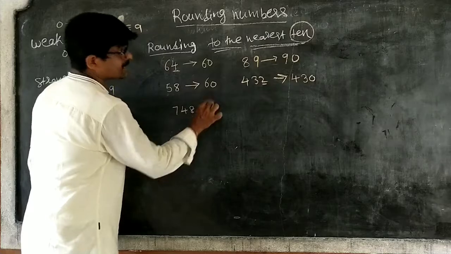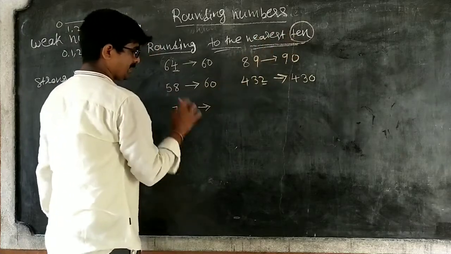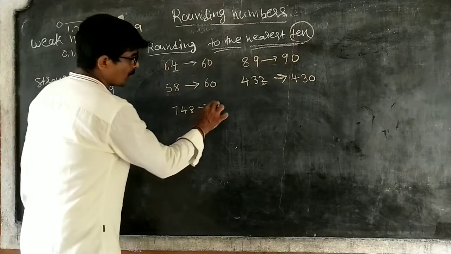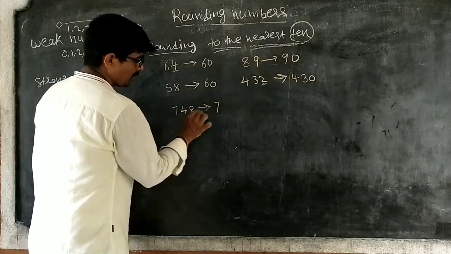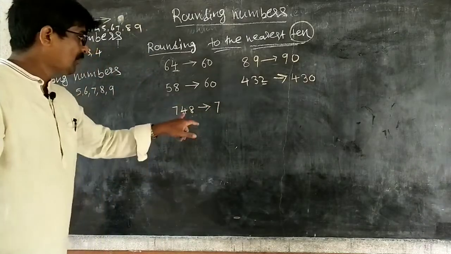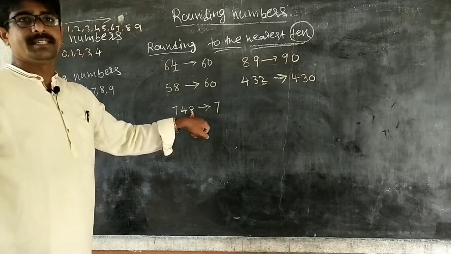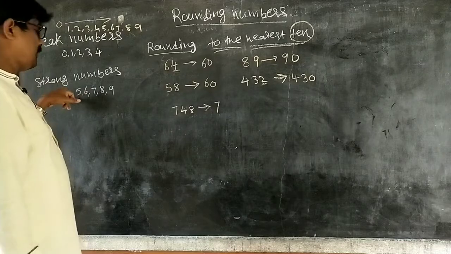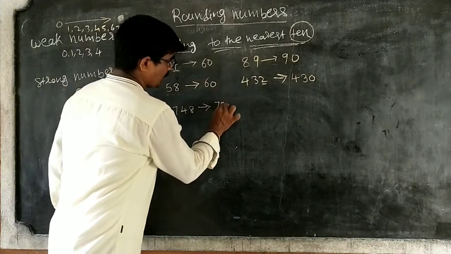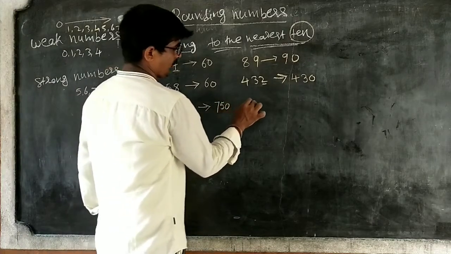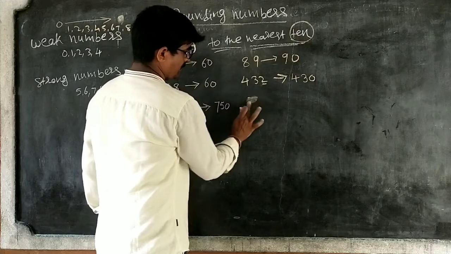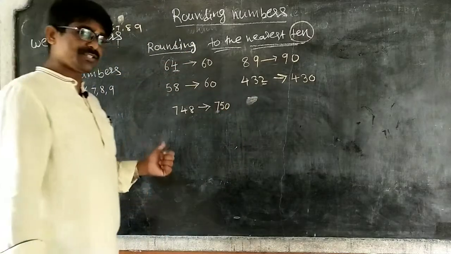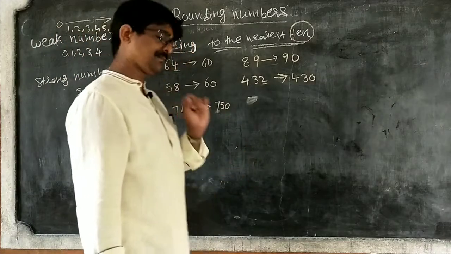Next, for example, take 748. He is asking for the nearest 10. Write 7 for 700, and in 48 you have to observe the ones place. 8 is a strong number. Simply write 50. That is equal to 750 when rounding to the nearest 10. Understood? Next.